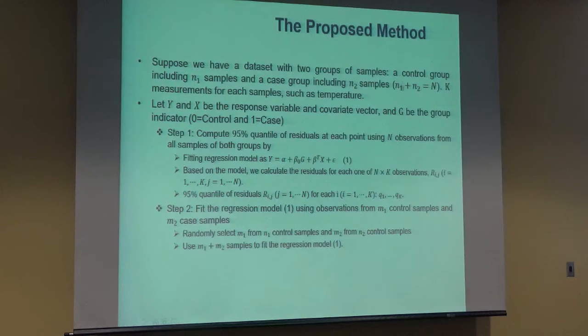So you have N1 plus N2 samples, and you have K measurements for each sample. The K measurements are the temperature points, 45, 46, 47, things like that. Let Y and X be the response variable and covariate vector. Y is the HC, the excess heat capacity, X relates to the temperature, and G is the group that you want to classify, 0 and 1.